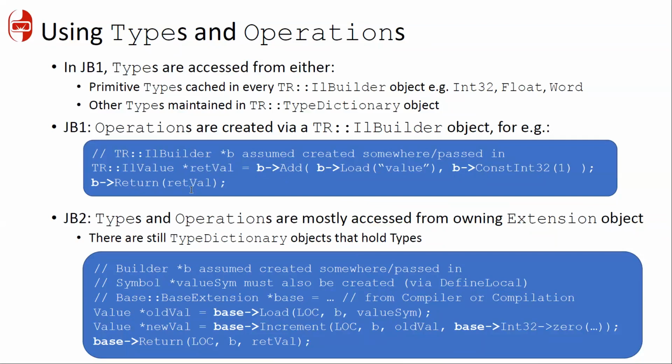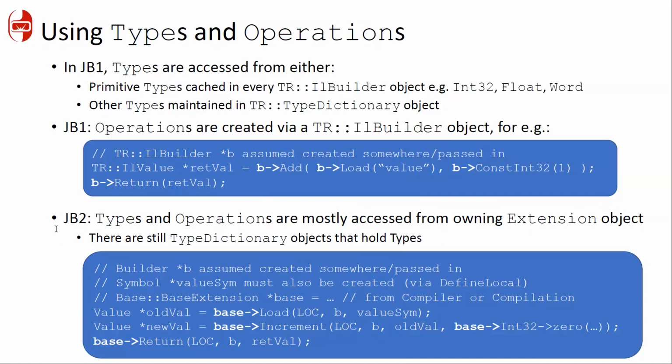So if I need to inject an operation into a particular code path, I just find whatever builder object corresponds to that code path, and I call the operation on it, and it just injects. It actually appends onto the end of that code path what the operation is.